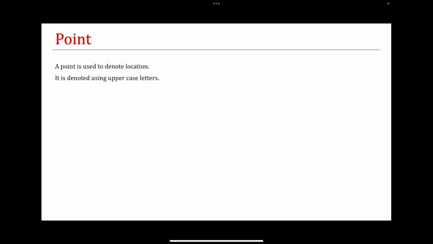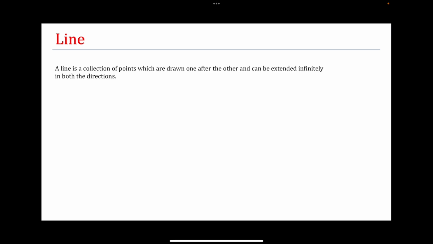A point is used to denote location. It is always denoted using uppercase letters, for example, P, Q, R. These are the points. A line is a collection of points which are drawn one after the other and can be extended infinitely in both the directions.